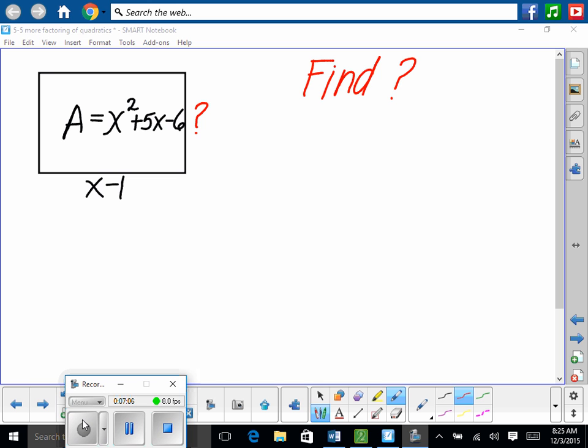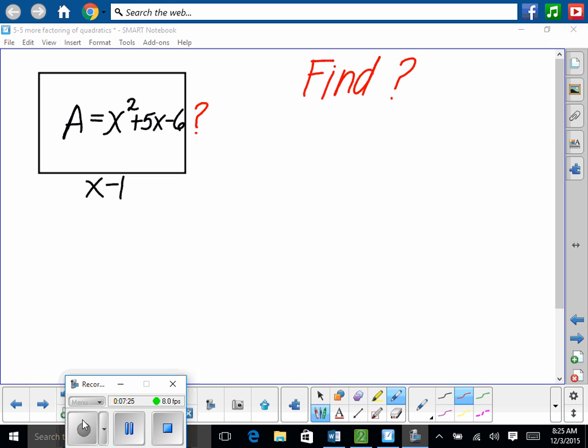Okay. So we're asked to find question mark. Now yours might be in words. If you need to draw a picture, draw a picture. But it's all the same thing. So let's think about it. We're given this picture. We're given the area is equal to x squared plus 5x minus 6. And we're given this length, this x minus 1. We're asked to find question mark.